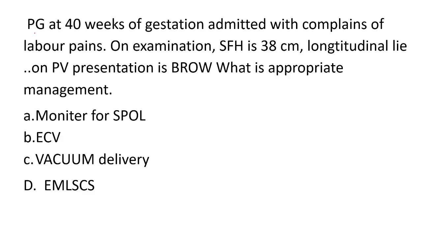Now here is an important scenario: a primary gravida at 40 weeks of gestation is admitted with complaints of labor pain. On examination, the fundal height is 38 cm. The lie is longitudinal. On per vaginal examination, the presentation is brow. What is the appropriate management? As there is the word brow, and the bro is in the operation theatre, what does it mean? That we will always go for cesarean. So here we will take this option.